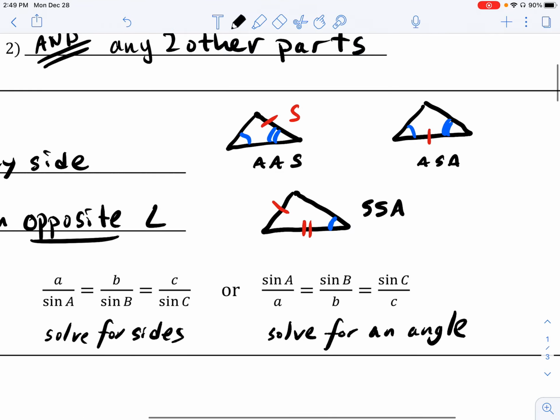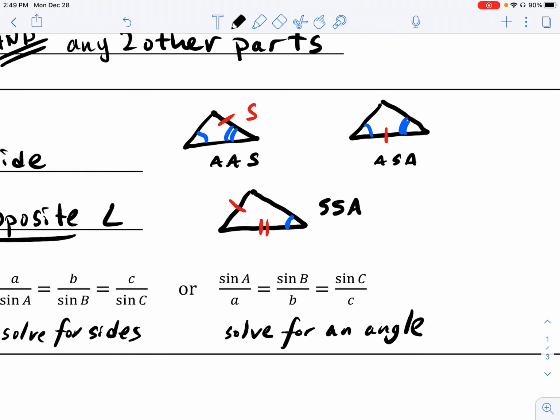One quick thing that I should note is that in this video, I'm going to specifically focus on an AAS and an ASA case. The SSA case is what we call an ambiguous case, and I will discuss this in our next video lesson because it requires a little bit more conversation. So let's use the law of sines right now just to solve a given oblique triangle.